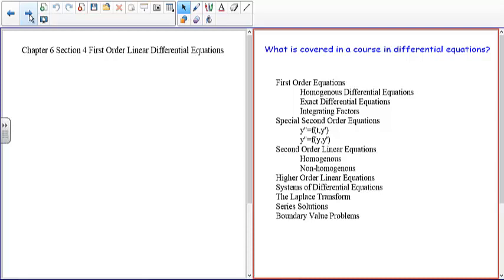Series solutions. We're going to talk about series solutions in Chapter 9, but not in as much detail. This is series solutions of differential equations. So anyway, that's just some of the topics you would cover.